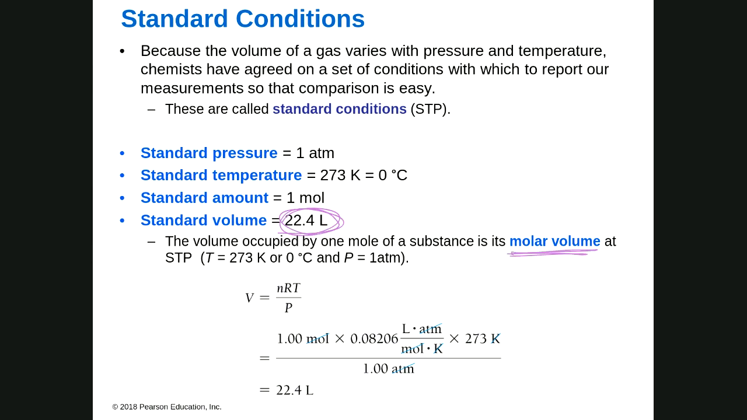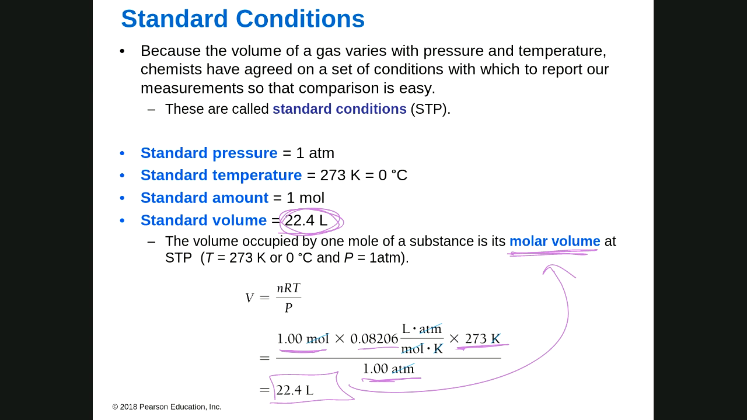So if you have 1 mole of gas at 0 degrees C and 1 atmosphere of pressure, and using the constant, and I know they use 0.8206 this time, but your number is going to be basically the same to 3 sig figs. You're going to get 22.4 liters. All right, and 22.4 liters is what we call the molar volume of a gas.